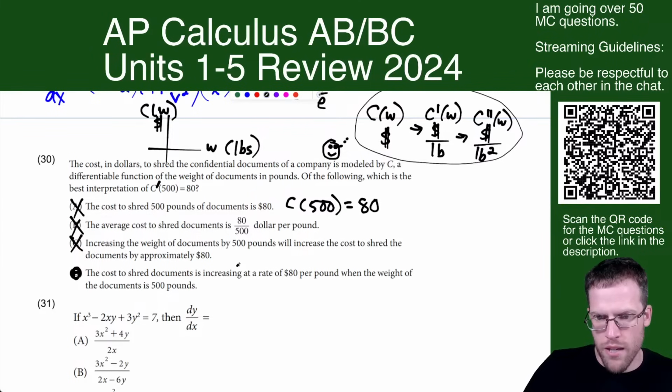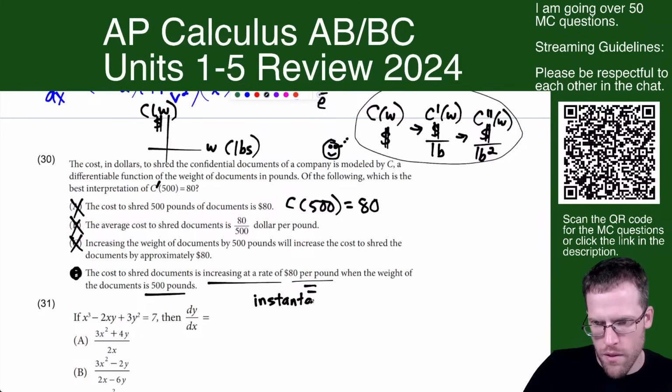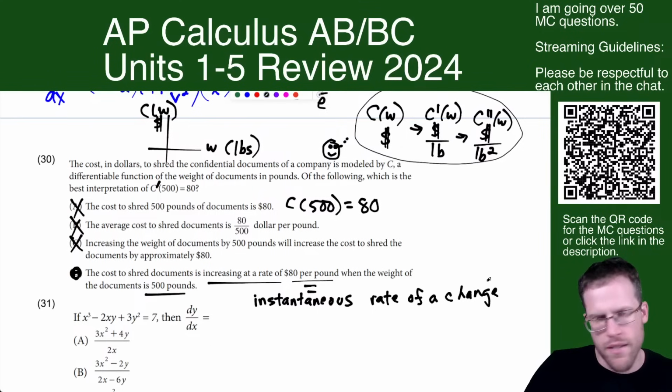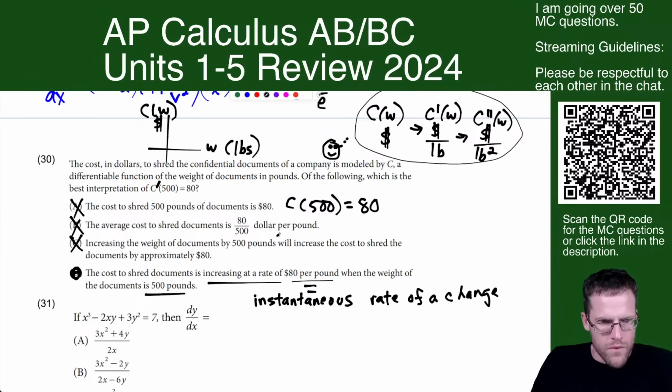But the cost to shred documents is increasing at a rate of $80 per pound when the weight, yeah, so this is like instantaneous rate of change at a specific moment in time. Okay, so instantaneous rate of change because it's at a point. The other one, when it's a slope of a secant line, is average rate of change. This is at a moment in time. So choice D.